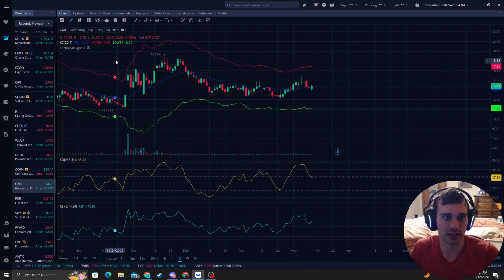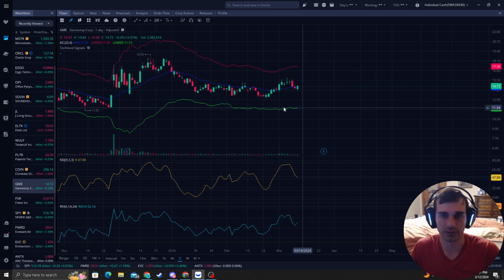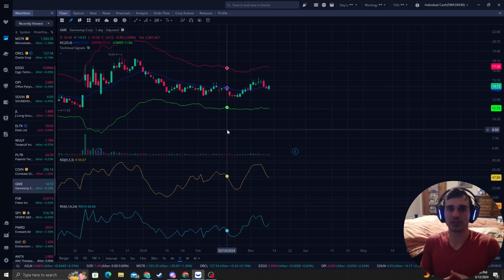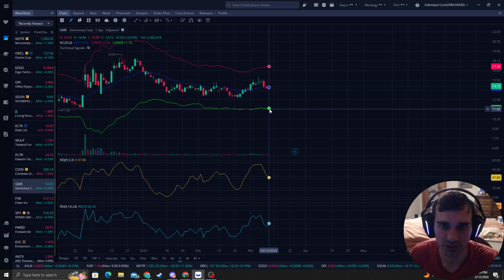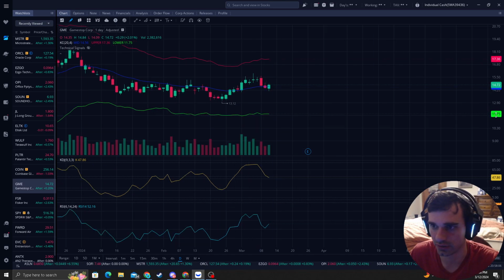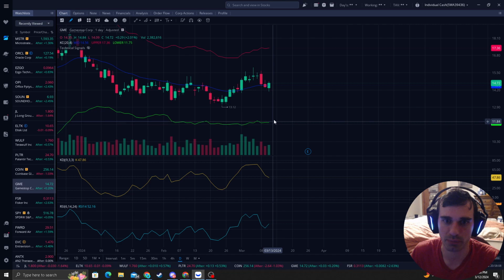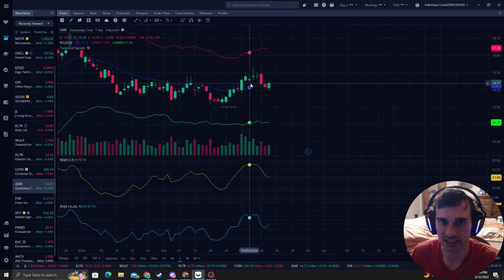But yeah, and then this was a nice little sell-off right here into that. If you guys enjoyed this analysis, I am personally looking for price to get under this band and get close to this green band right in here.